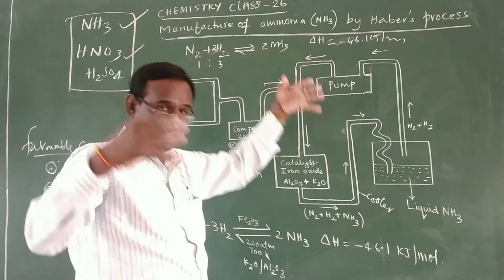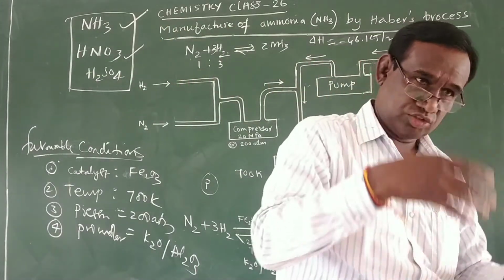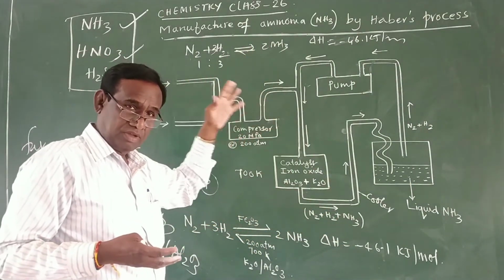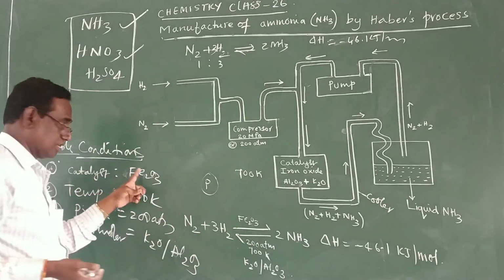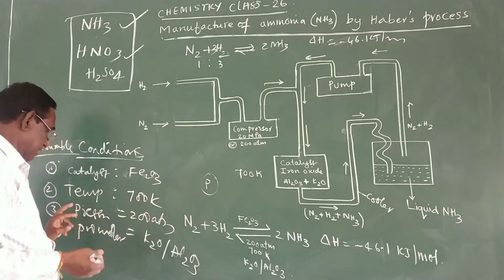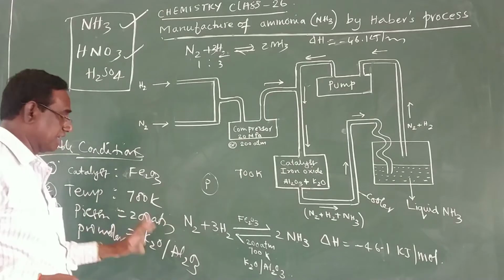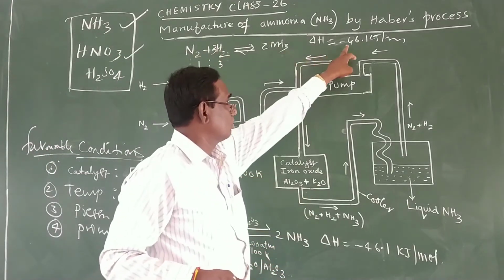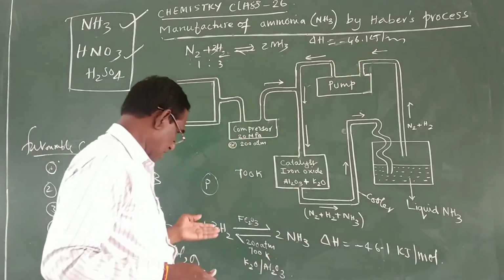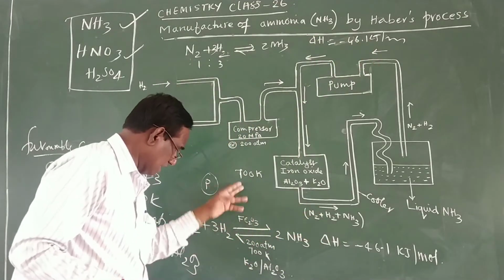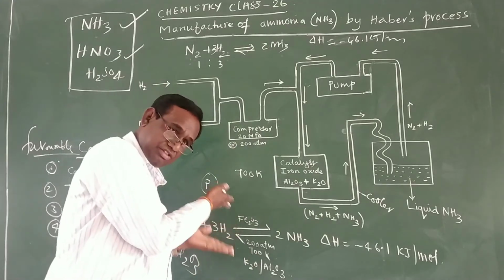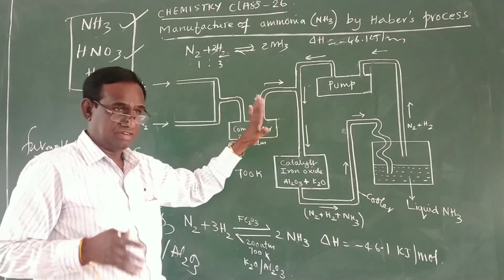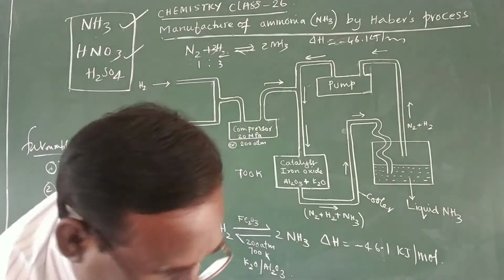Ammonia is manufactured by the direct combination of nitrogen and hydrogen in the ratio 1:3 by volume. The favorable conditions you maintain are: catalyst iron oxide, temperature 700 Kelvin, pressure 200 atm, promoter K2O or Al2O3. The equation is N2 plus 3H2 gives 2NH3, delta H equal to minus 46.1 kilojoules. You can write the equation along with the conditions, and you will get the same marks. So this is the schematic diagram. Understand?